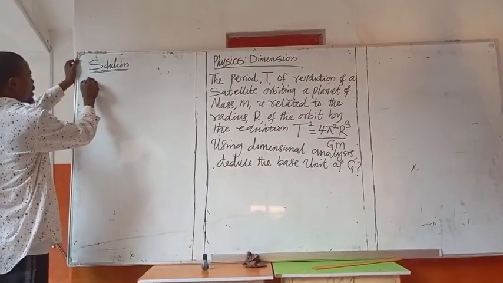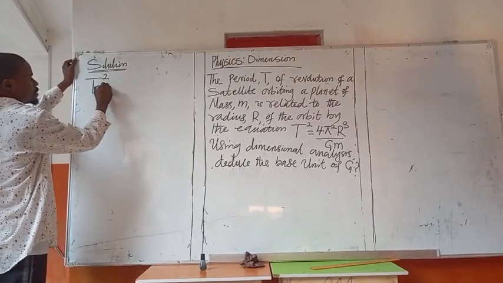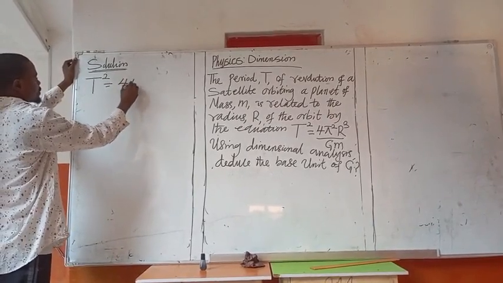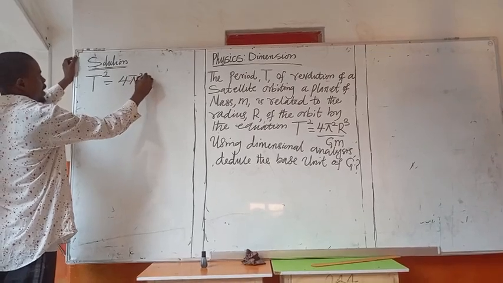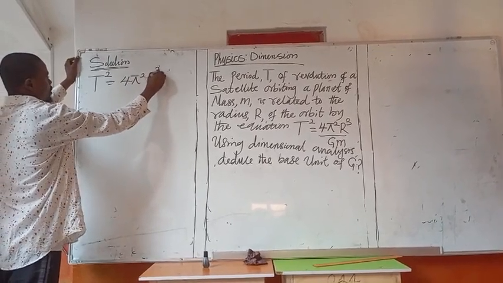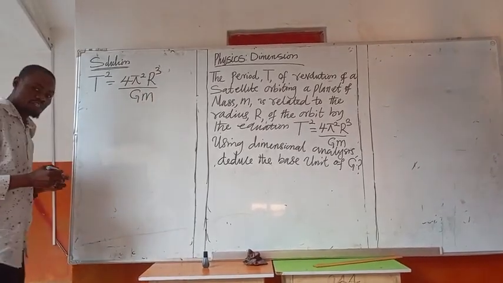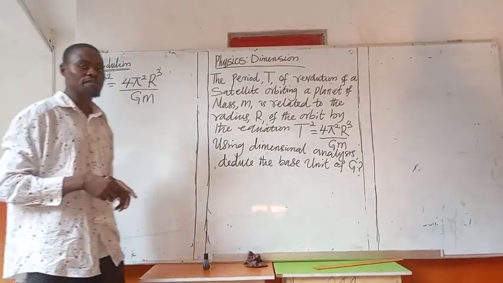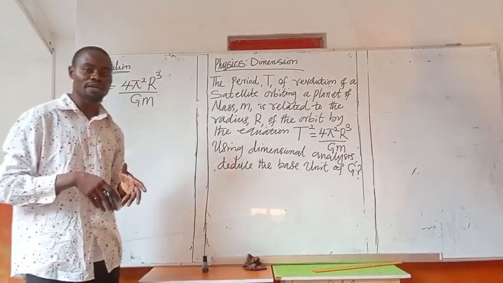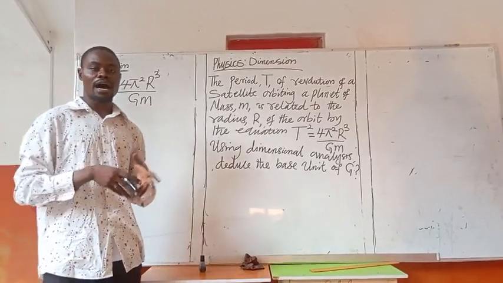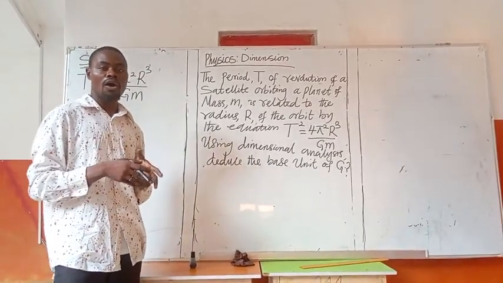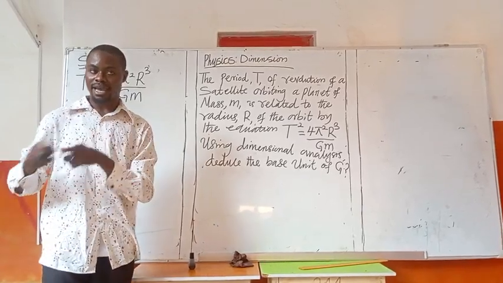We have T squared from the question. T squared is equal to 4 pi squared r raised to power 3 all over GM. Remember in my previous video, I said that radius, distance, displacement, length, breadth are all in the dimension for all this is L.